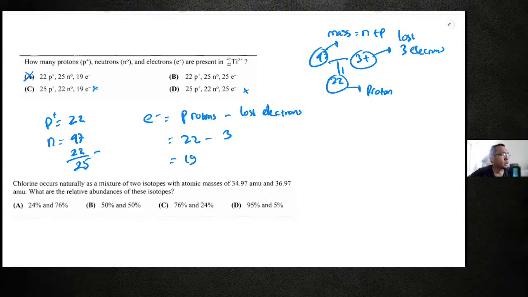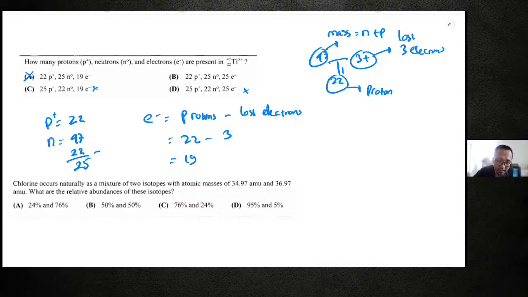Okay, so we move to another part again. This one is a little bit different, a different concept, and much more difficult if we don't understand the concept behind it. First of all, we need to understand the concept of abundance over here. I will give you a brief explanation first. We need to read the question first.